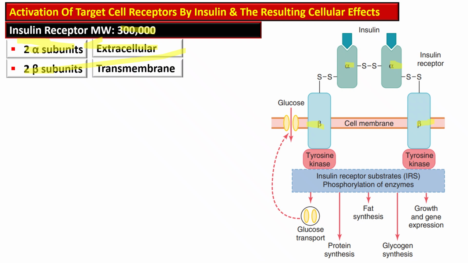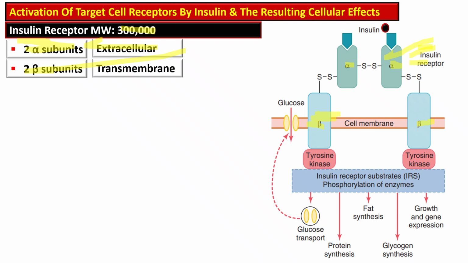Insulin binds to the alpha subunits that are present outside the cell membrane, and this triggers autophosphorylation of the beta subunit inside the cell. This receptor acts as an enzyme-linked receptor.